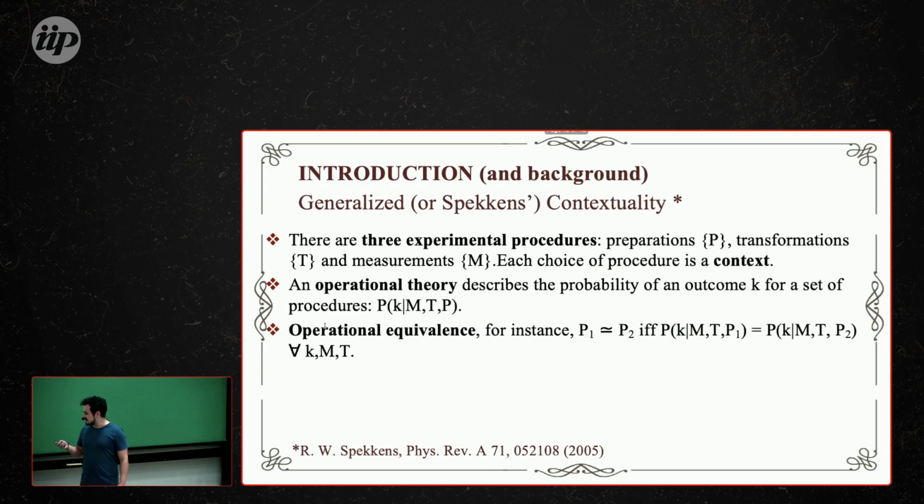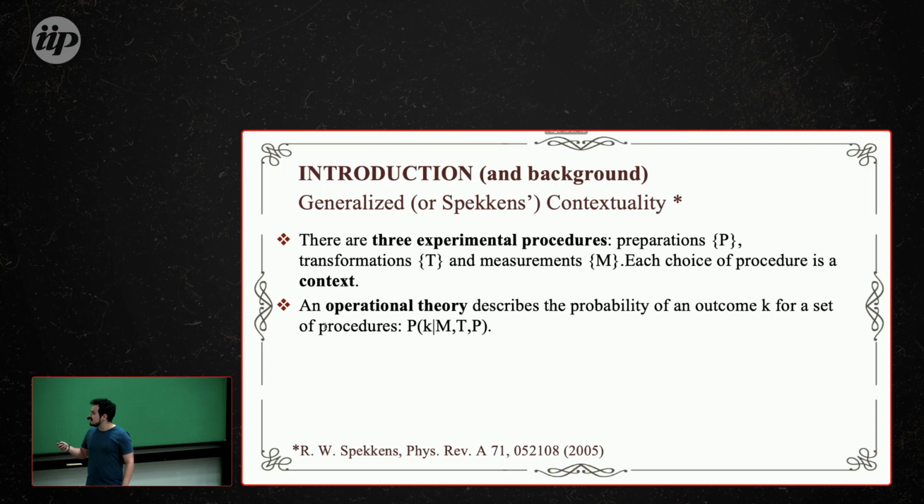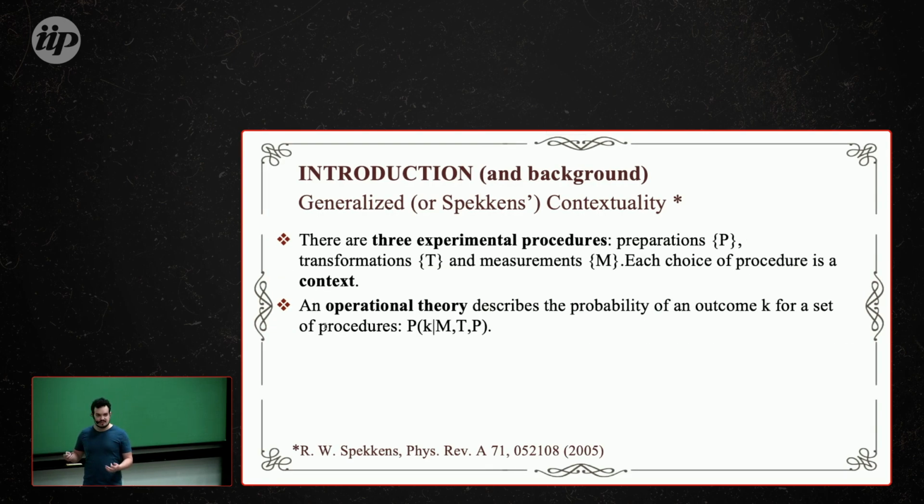But the main idea is that in any experiment we have three procedures: preparation, transformation, and measurement. And each of these choices of procedures that we make in a lab is called the context. So instead of a set of observables, now the context is the choice you have in a lab. And an operational theory is any theory that describes outcomes for this set of choices of procedures. So quantum mechanics is an operational theory because, given this set of procedures, you can compute outcome probabilities.